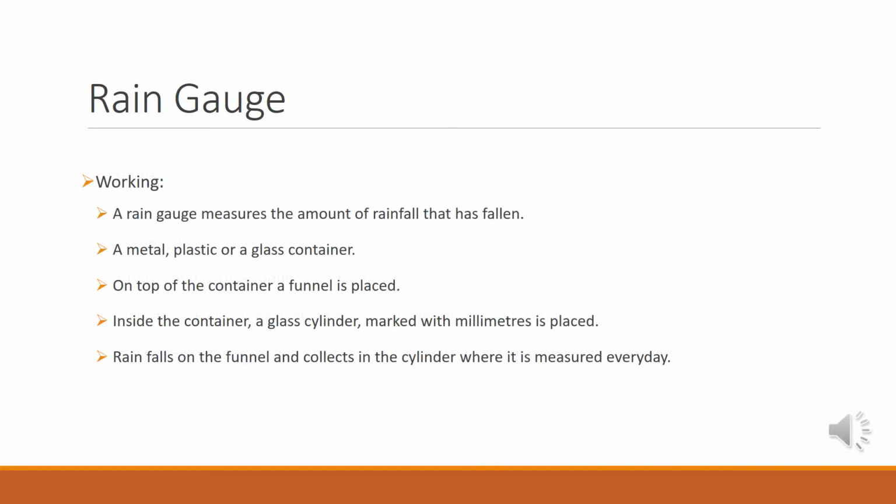A rain gauge measures the amount of rainfall that has fallen. It is basically a metal, plastic or glass container, on top of which a funnel is placed. Inside the container, a glass cylinder, marked with millimeters, is placed. Rain falls on the funnel, and collects in the cylinder, where it is measured every day. The excess water overflows into the overflow jar.